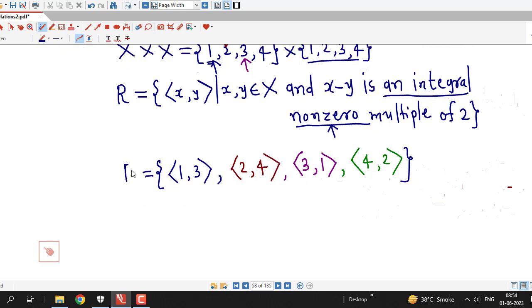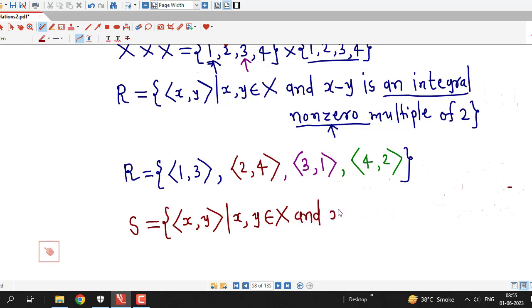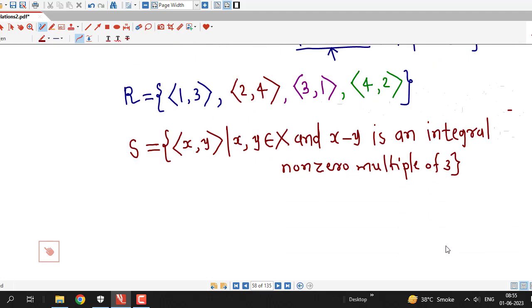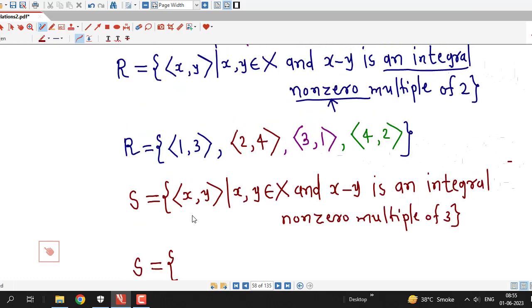Similarly, I have to decide the ordered pairs in the relation S. So for S, I have to consider those ordered pairs for which x minus y is an integral non-zero multiple of 3. So let's check all the ordered pairs, and we check which ordered pairs belong to S.